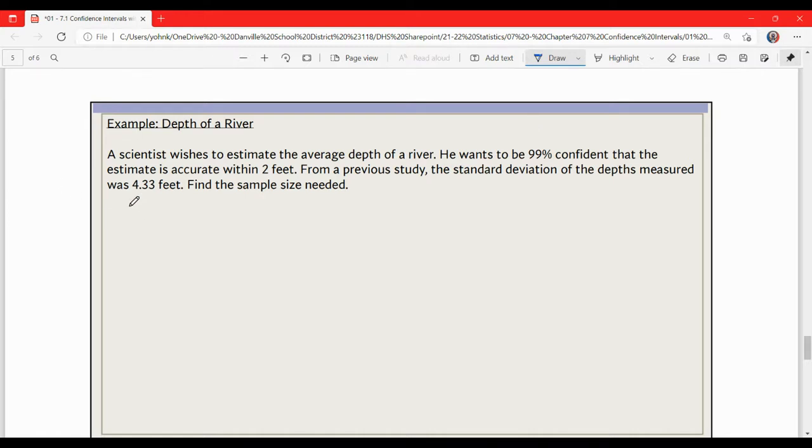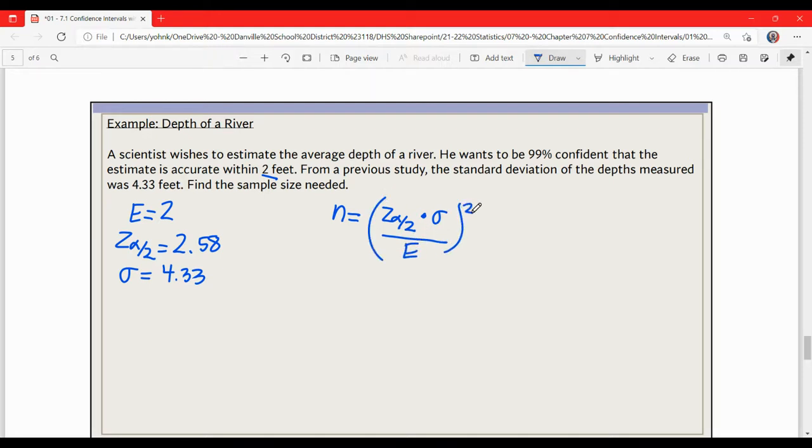Well, in the formula, you need to know the error, which is 2. You need to know the critical value, z alpha over 2. Well, for 99%, that's 2.58. And you need to know the population standard deviation, which is 4.33. So the formula says n equals the critical value z alpha over 2 times the population standard deviation divided by the error, and then you square it.